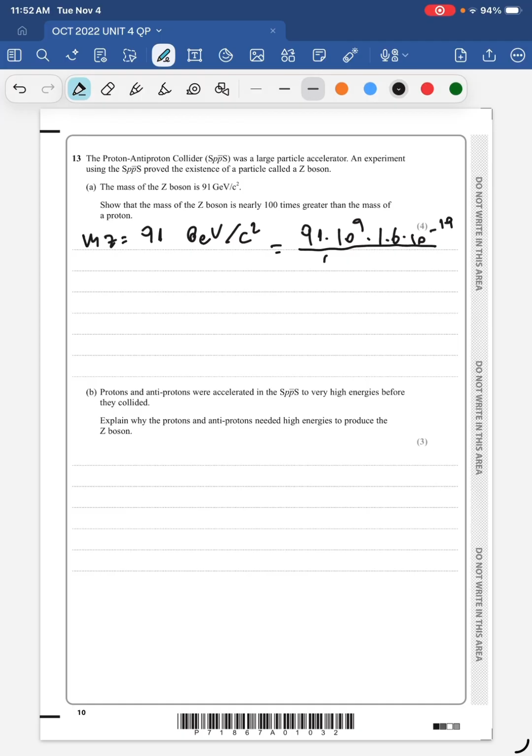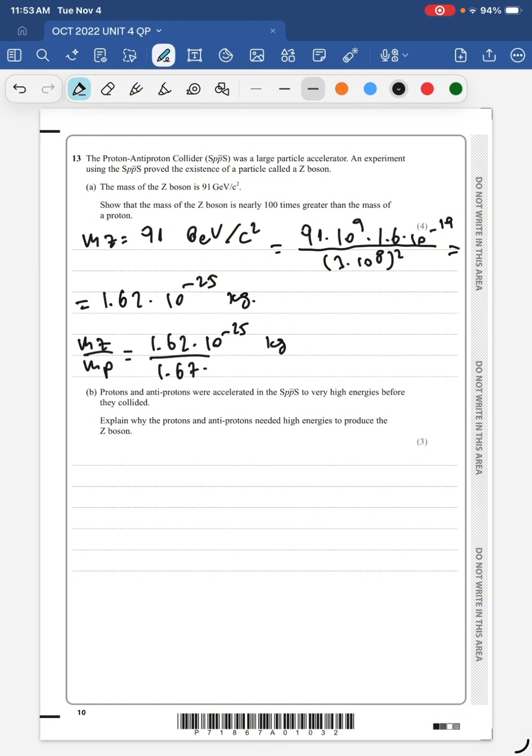And then we have to divide by c squared, so 3 times 10 to the 8 squared. So in kilograms, the mass is 1.62 times 10 to the negative 25 kilograms. So let's just do the division, mass of the Z over mass of the proton: 1.62 times 10 to the negative 25 kilograms over 1.67 times 10 to the negative 27 kilograms. We delete the units, and that gives 96.87. That's a pure number, very close to 100. So that's actually right.